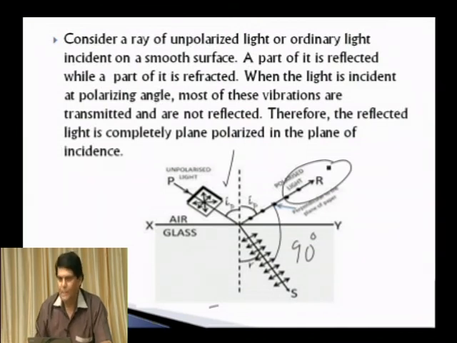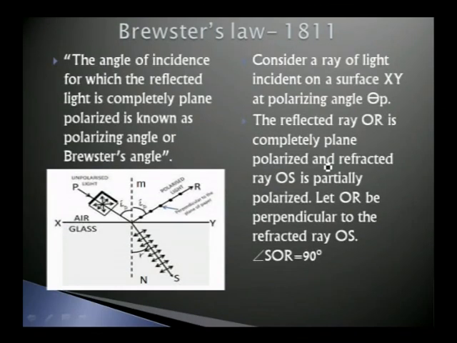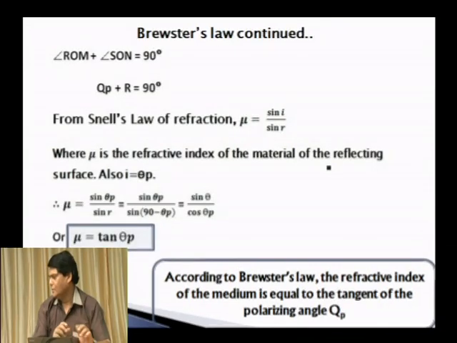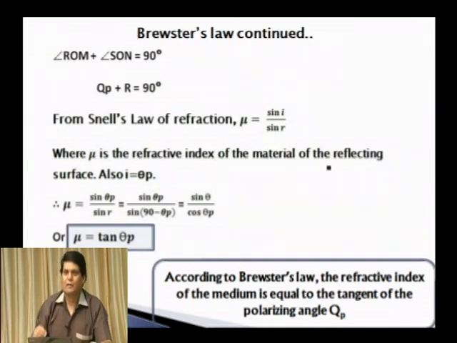In fact, if you remember, last time we derived the relation for this Fresnel angle, which is given by Brewster's law: mu is equal to tan of the angle of polarization. The law states that the refractive index of the medium is equal to the tangent of the polarizing angle. So at the particular angle at which the ray is incident, maximum polarization will take place. If you want to achieve maximum polarization, the incident light should be at this angle.